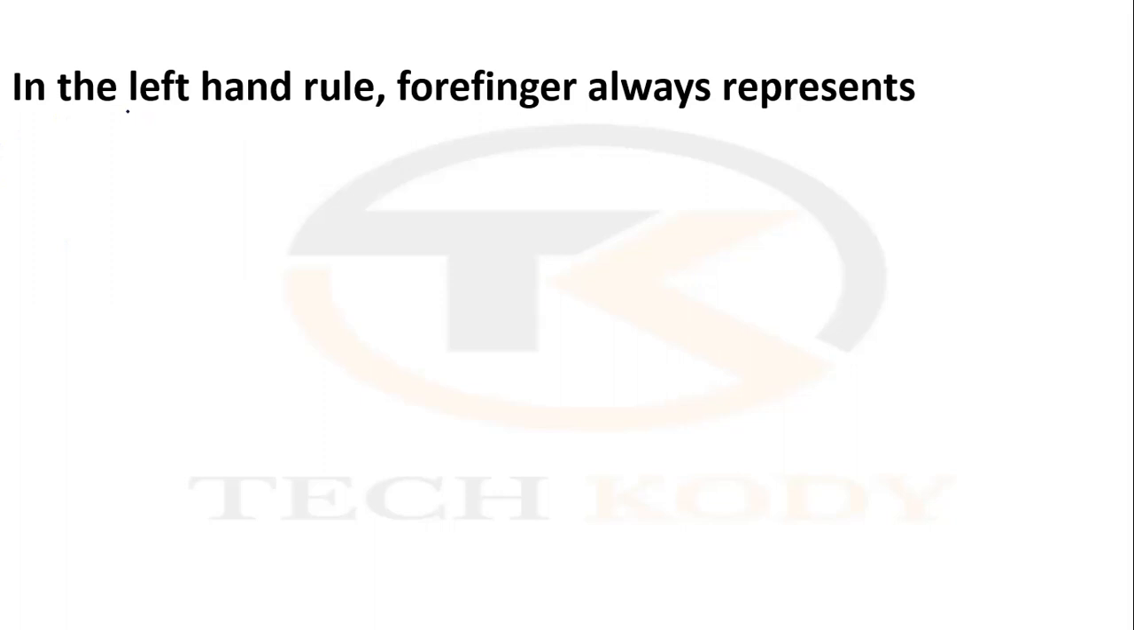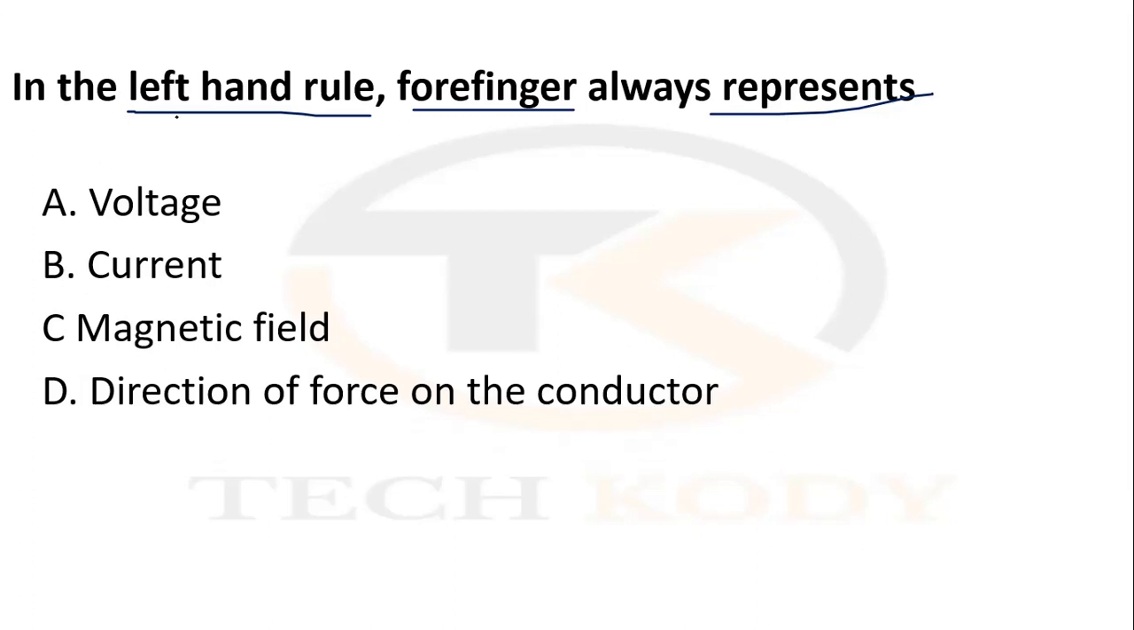In the left hand rule, you can see that the forefinger is always repeated. It is one of the important questions, a repeated one in a lot of competitive exams. Please remember this question. In the left hand rule, the forefinger could represent voltage, current, magnetic field, or the direction of force on the conductor. Here the forefinger always represents the magnetic field.